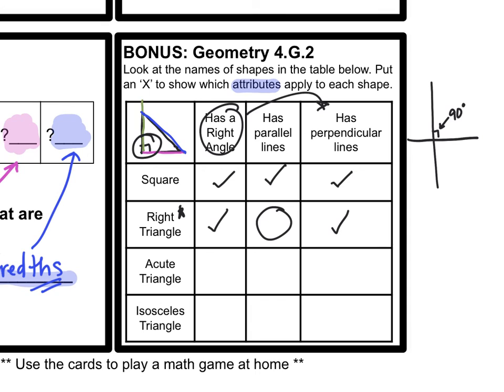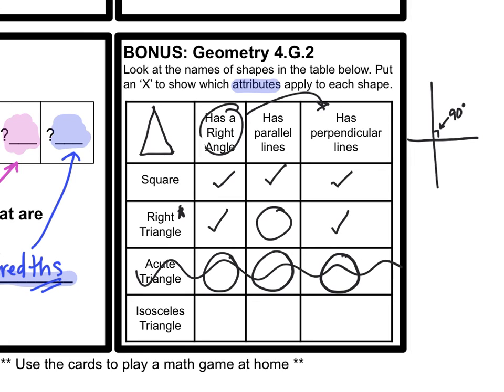The next shape that we look at is an acute triangle. An acute triangle just means that all the angles are acute. There is not an obtuse angle. There's not a right angle. They are all acute, so they're all small. So I'm going to go ahead and draw that to the best of my ability. So with an acute triangle, it does not have a right angle because all the angles are going to be less than 90 degrees. It does not have parallel lines because all the lines touch. And it does not have perpendicular lines either because there is no right angle. So that one has nothing in it. This one's basically not there.